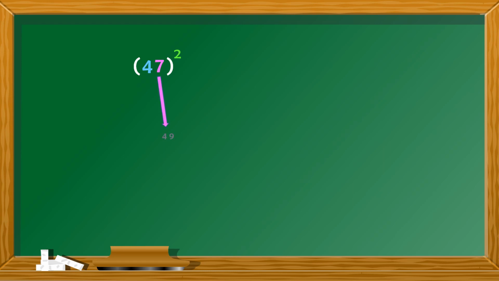Now take square of 7 and then the square of 4. Write the squares of these numbers as shown. You will get a new number that is 1649.